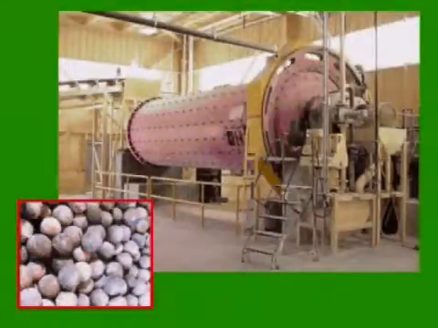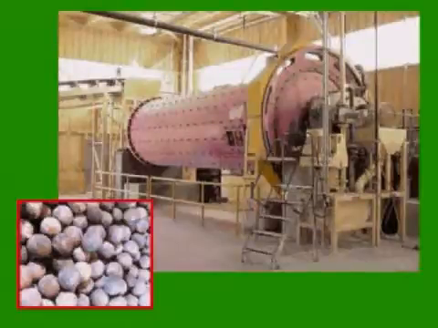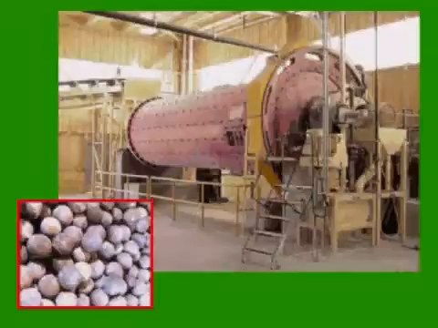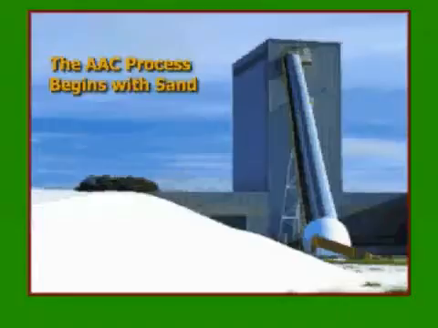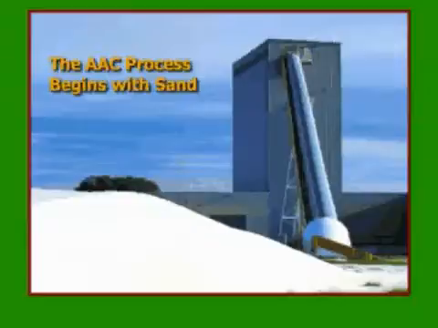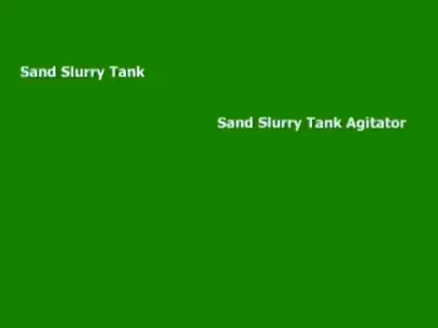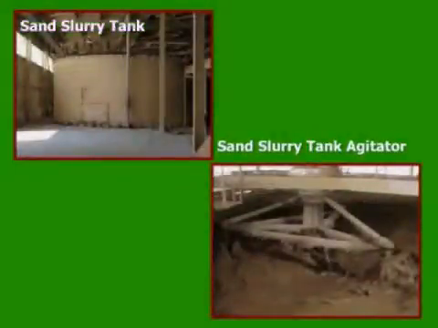When producing AAC with quartz sand, the ball mill will assure the grinding of the proper consistency of the sand, which is wet ground. There are few manufacturers which are using fly ash instead of sand. Those facilities do not require the ball mill. Basically, it begins with the sand, which is the dominant raw material. The sand will be mixed with water in large slurry tanks.